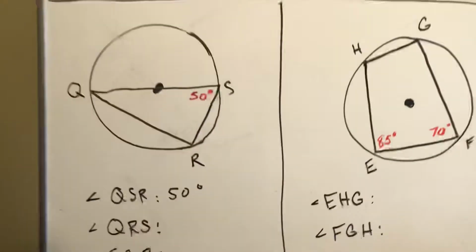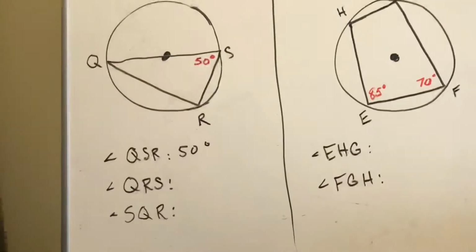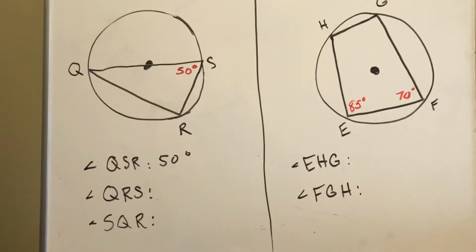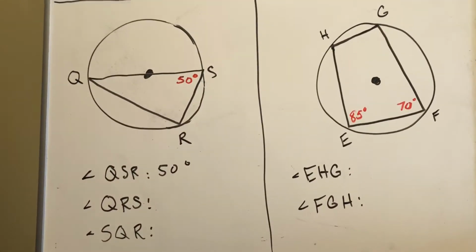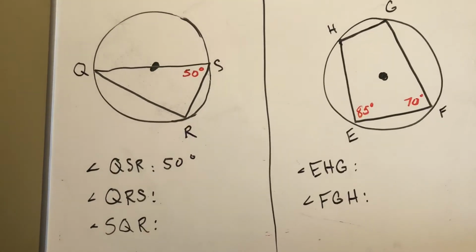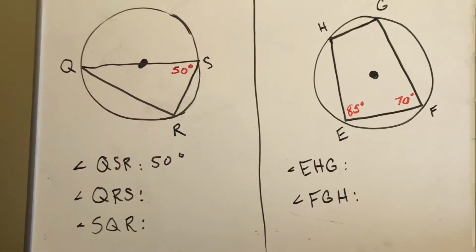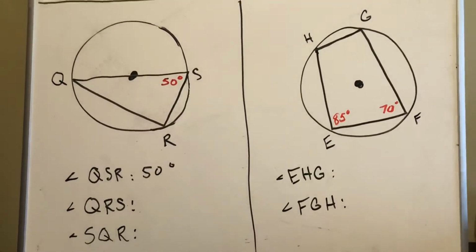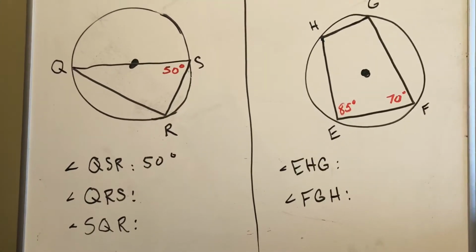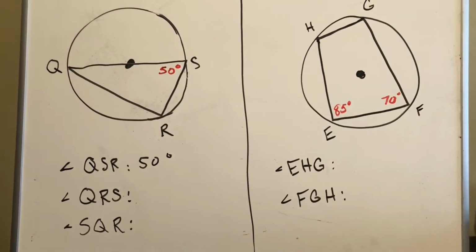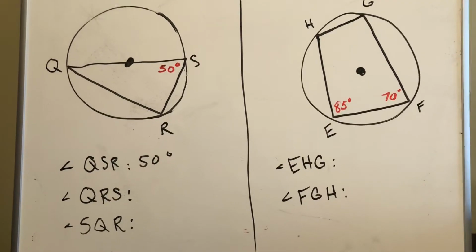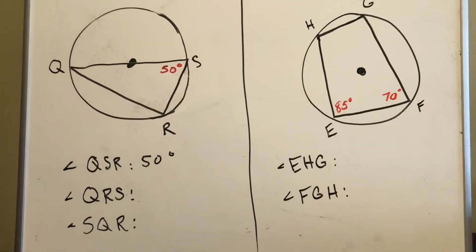Two more examples. Let's look at this one on the left here first. We have a circle. We have 3 points on the circle, Q, R, and S. And if you look closer, you can see that QS is a diameter. In this entire chapter, when you have a chord or a segment that goes from one endpoint to another endpoint and passes through the center, we can assume that it is a diameter.